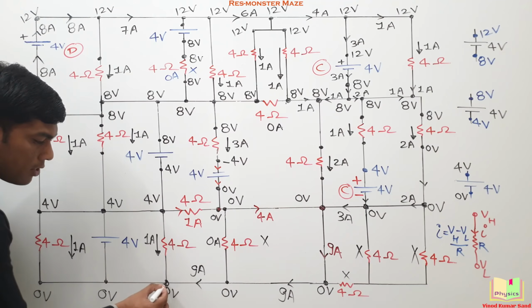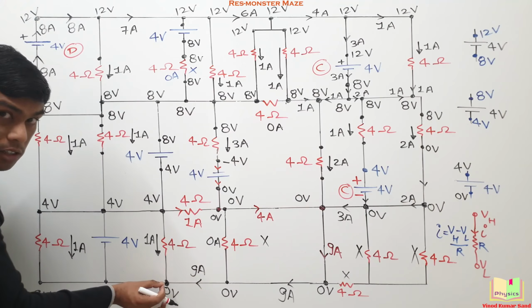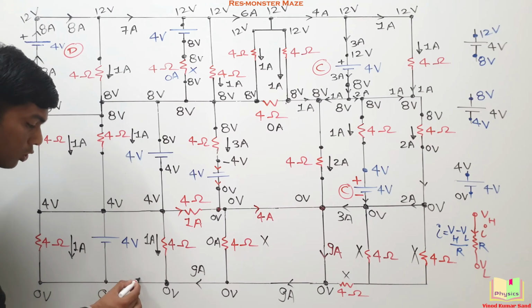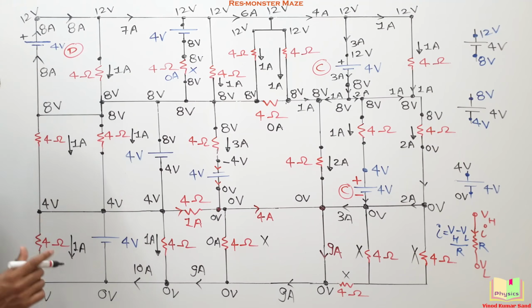Now look at this junction. This 9 ampere and this 1 ampere, they are incoming current for this junction. So this should be equal to 10 ampere. Do you agree? Now looking here, this 1 ampere current is the incoming current. So the outgoing current should also be 1 ampere. It means here also you are getting that 1 ampere current.